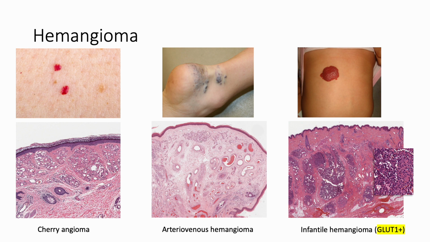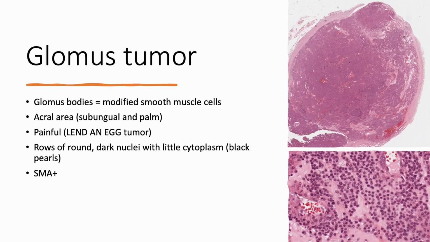Those are the three hemangiomas. Next to the hemangiomas, let's talk about the glomus tumor. The glomus tumor is derived from the glomus bodies, which are modified smooth muscle cells. The common location is the acral area, such as subungual or the palm, and it's one of the painful tumors. I hope you still remember the mnemonic: Lean and egg tumors. And in the cells, there are rows of very round dark nuclei with little cytoplasm. And some people describe this as a string of black pearls.